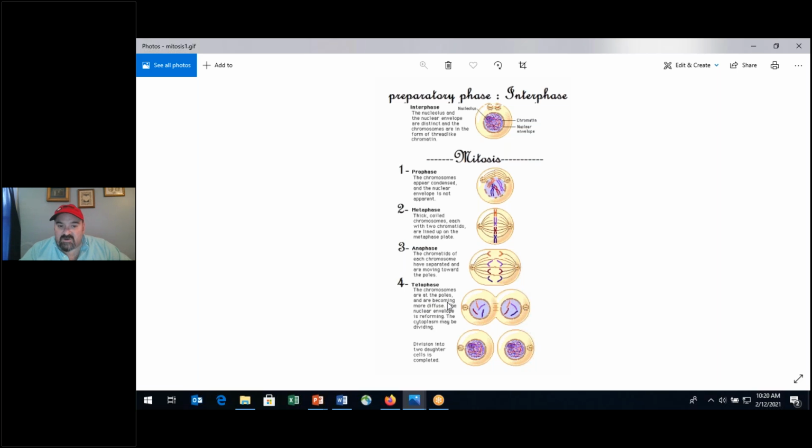Telophase, the chromosomes are at the poles and are becoming more diffuse. The nuclear envelope is reforming. See, now you see here, the envelope is reforming. And the cytoplasm may be dividing. That's that cytokinesis. And then at the end, we have two identical daughter cells at the end of mitosis.